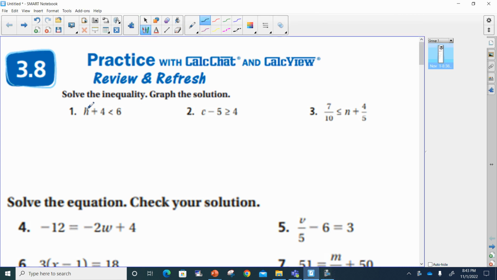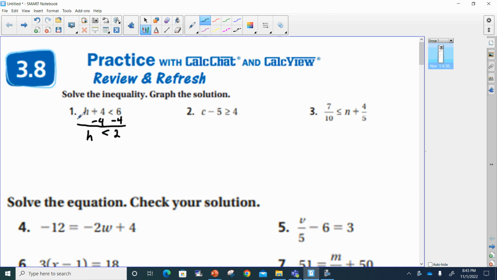Solve this inequality. I see h plus 4 is less than 6. I'm going to minus 4 from both sides to isolate that h. I want to get it all by itself. So the only way to do that is to take 4 away from here. That means I take 4 from this side. h comes down, and so does the inequality. And 6 minus 4 is 2, so h is less than 2.